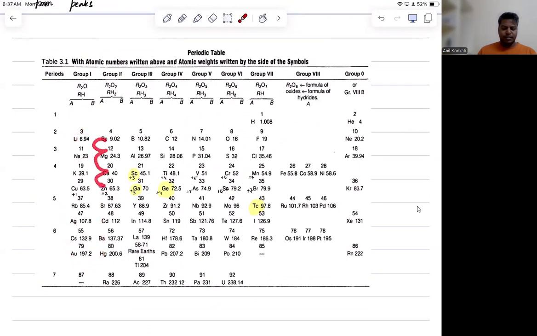Beryllium, magnesium, calcium, zinc, strontium, cadmium, barium, mercury. They were all identified at the descending places. Like that, they were able to figure out boron, carbon, nitrogen. Then we have oxygen, and we have group 17. Group 17 was also identified.